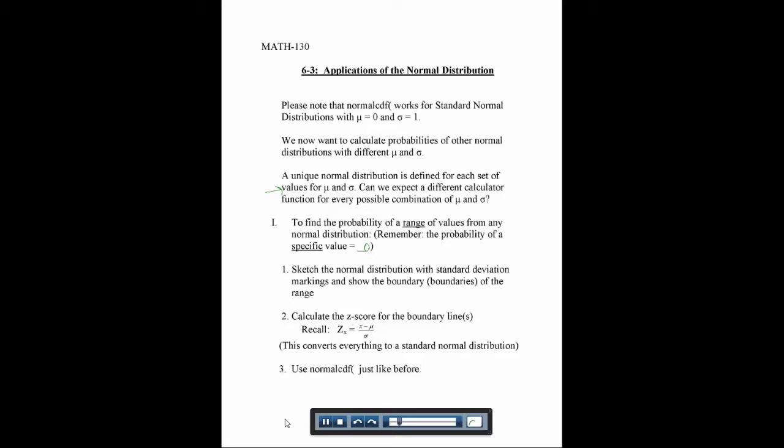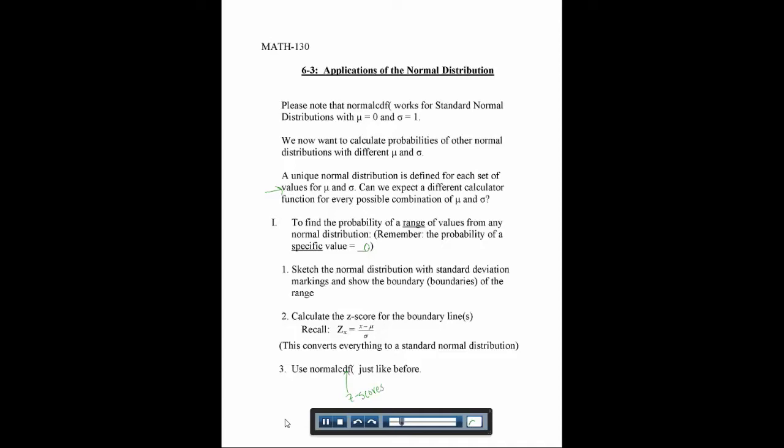Maybe we're finding everything bigger than 5, or between 3 and 5, or whatever we're doing. For each of the boundary lines, unless it's infinity, we're going to find the z-score. Remember, here's the formula for the z-score of x: we take x minus the mean, over the standard deviation. The whole purpose of the z-score is that it converts everything to a standard normal distribution. So once you have the z-scores, you use normal CDF with the z-scores.